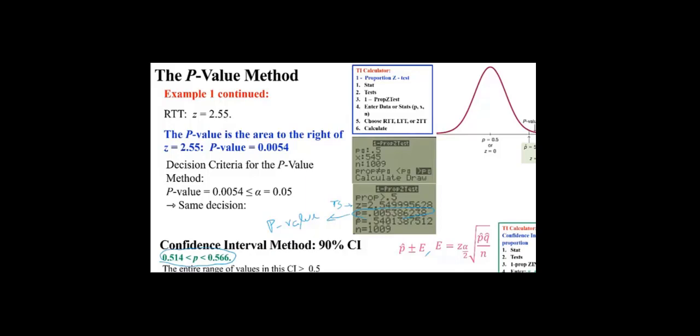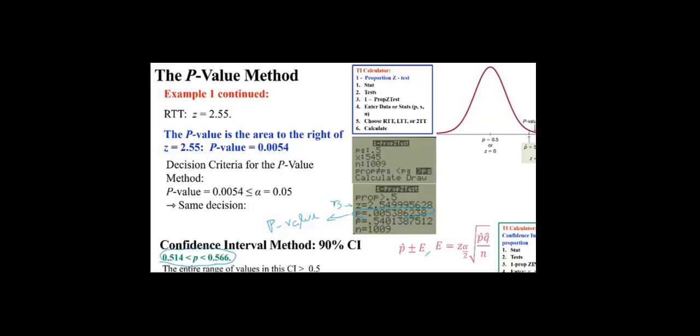So here's the technology using the confidence interval method: stat, test, 1-proportion z interval. We end up with this confidence interval. And again, the only reason we say it may not be identical is because if you look at the formula, the formula uses p hat, q hat, whereas the test statistic uses p and q for the sake of calculation. That's why they may or may not be different.